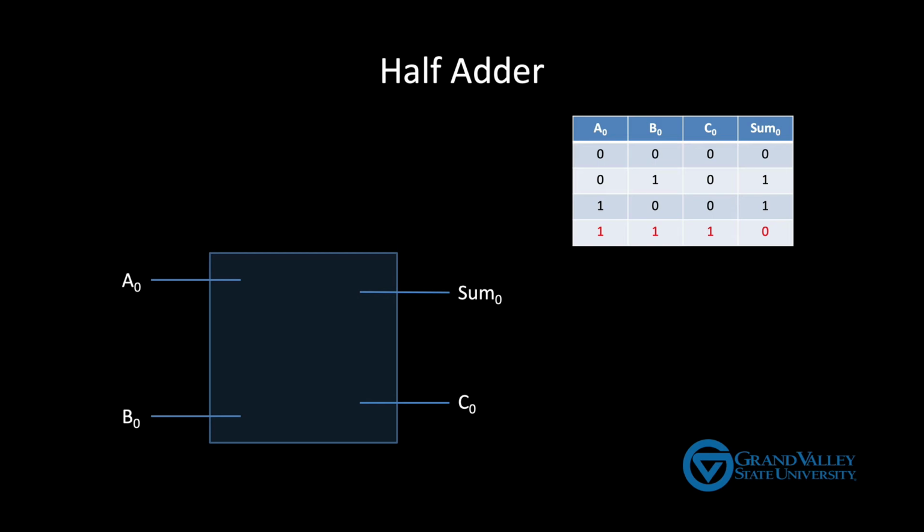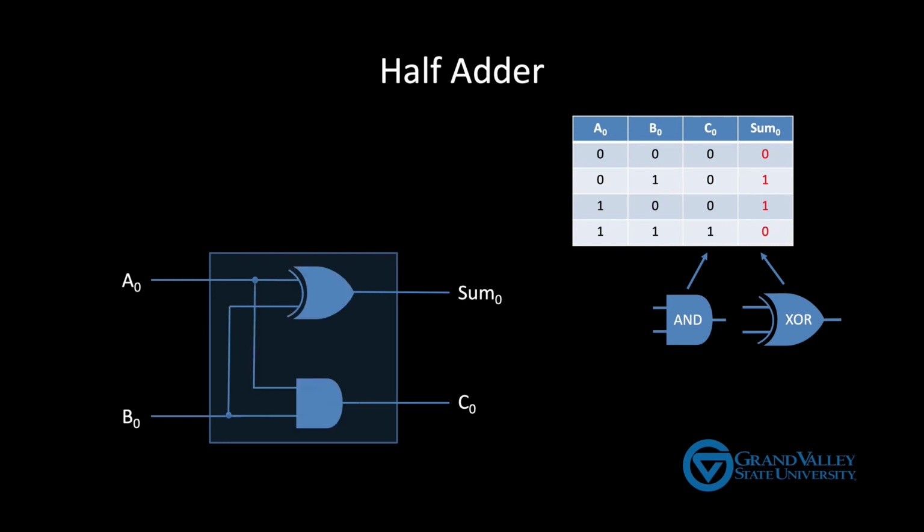Now, how do we implement this truth table? Remember, when you have a truth table with more than one output, you can just treat each output bit separately. So if you look at the C0 output, you'll notice that it is simply the truth table for an AND gate. Similarly, if you look at the sum column, you'll see that it is the truth table for an XOR gate. So this small piece of an adder is implemented like this. And we call this subcircuit that adds 2 bits a half adder.